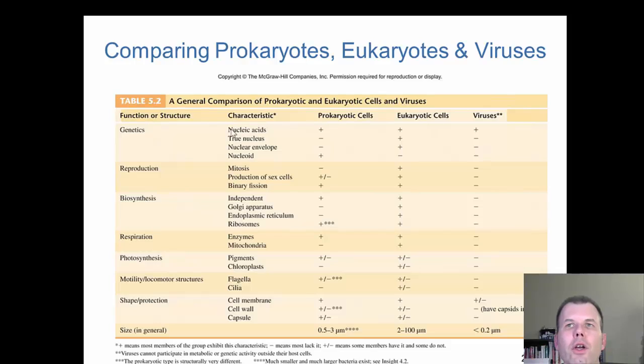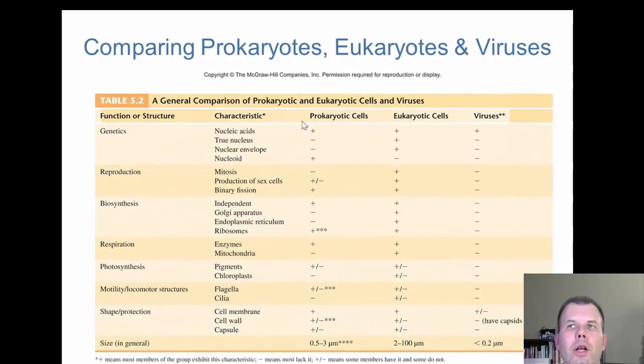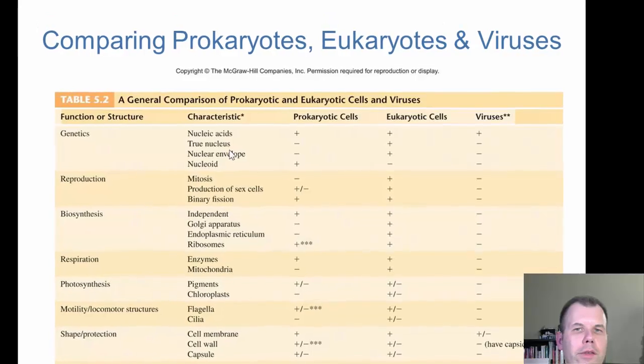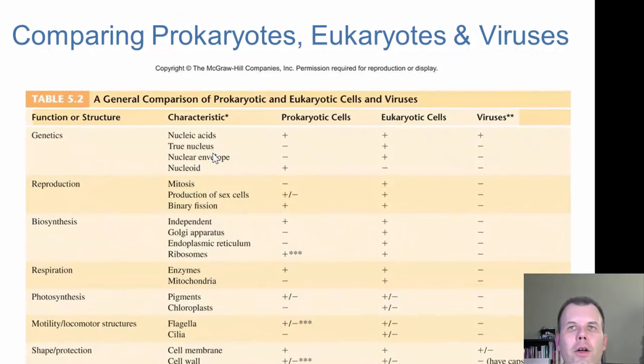All right, so here you go. Here's the big list comparing the prokaryotes and eukaryotes. And I'm not going to go through all these things. I'm not going to bore you to death going through these different things. But again, some of the big differences that you see. Genetics, typically prokaryotes, again, they both have nucleic acids, but you have the nucleus in the eukaryotes, the nuclear envelope.